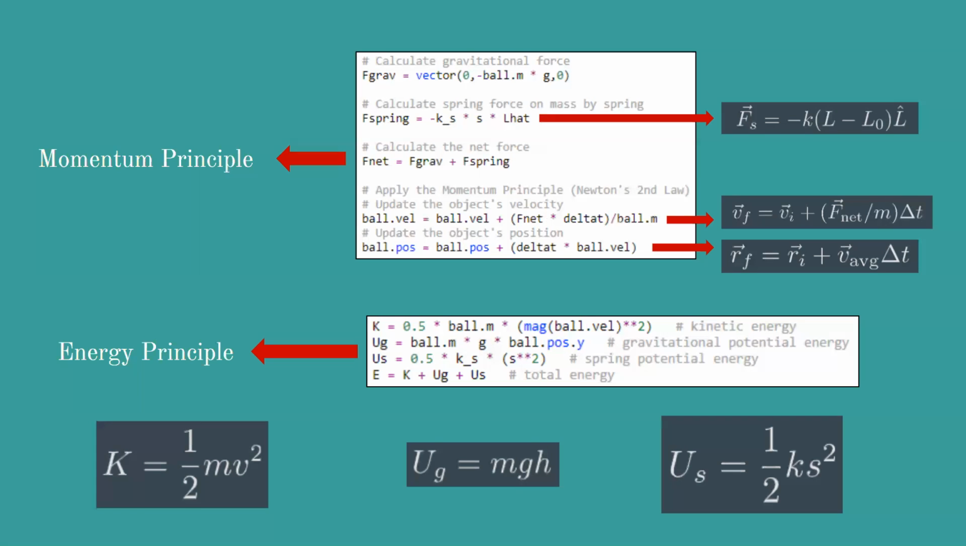The code below shows the implementation of the energy principle. Here, we're considering the system to be the object, the spring, and the earth without including anything in the surroundings. From the energy principle, we know that the total energy of the system is equal to the sum of the total kinetic energy and the total potential energy.